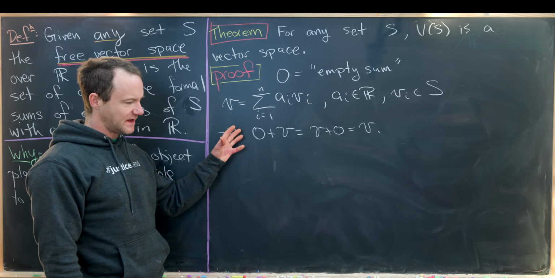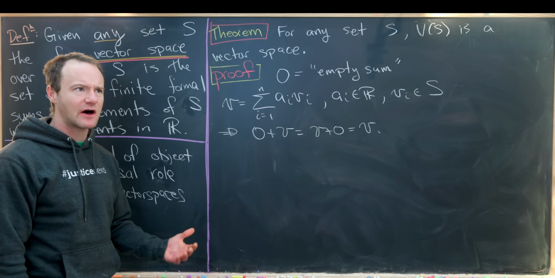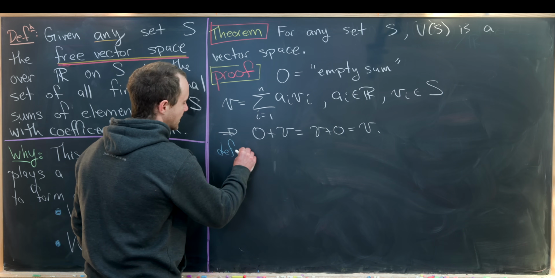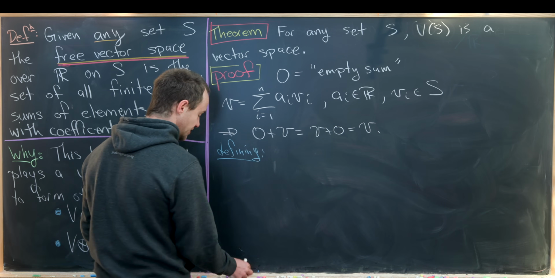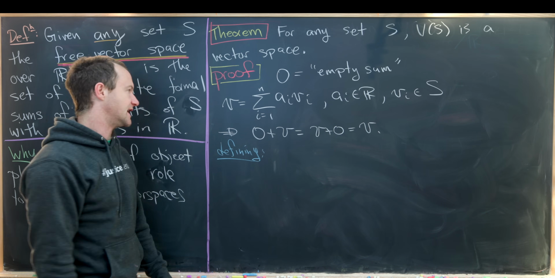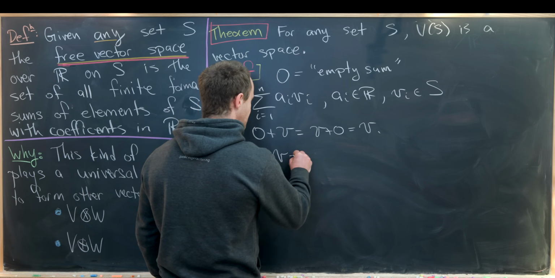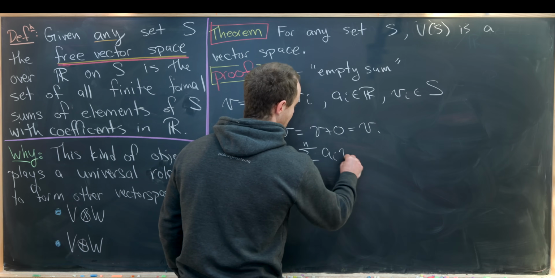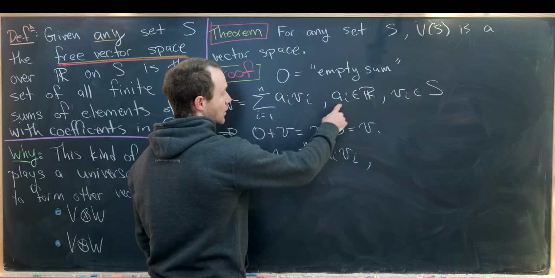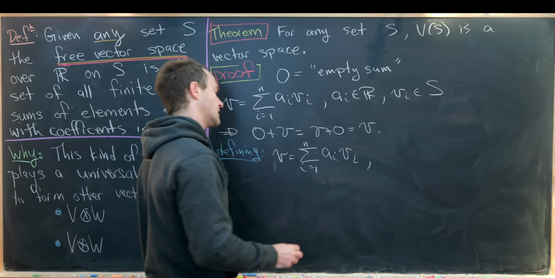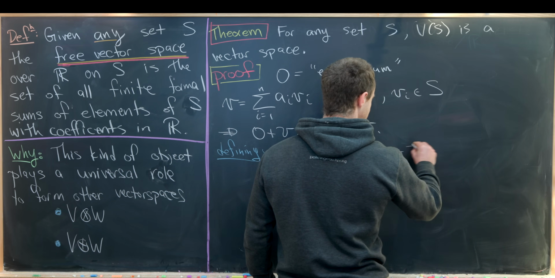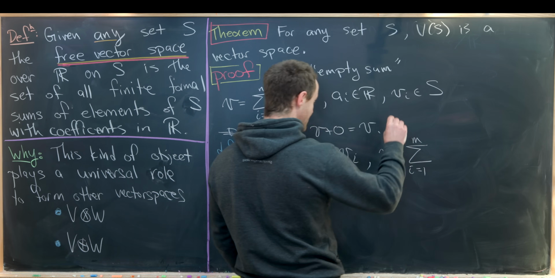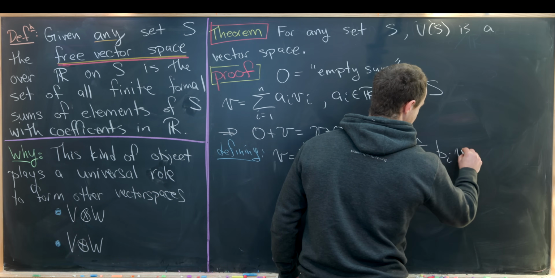Okay, now that we've got this, we've actually kind of skipped a step, and that is how to define the addition in the first place. So let's maybe look at that real quick. And after we have addition defined, it's fairly easy to define everything else. So let's say that V equals the sum as i goes from 1 up to n of a_i v_i, just like it was up here, where a_i are real numbers and v_i are elements from our set. And let's say W is another vector. So that's going to be the sum as i goes from 1 up to m of b_i w_i.